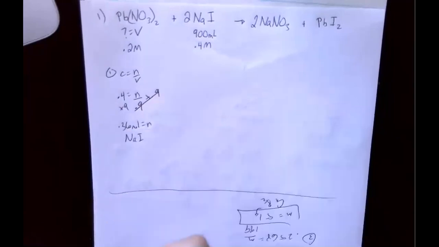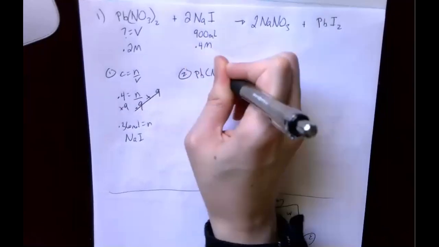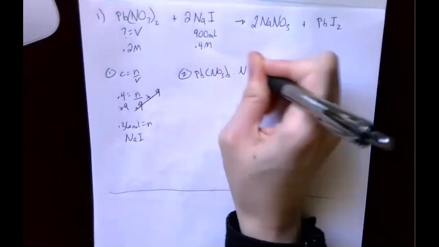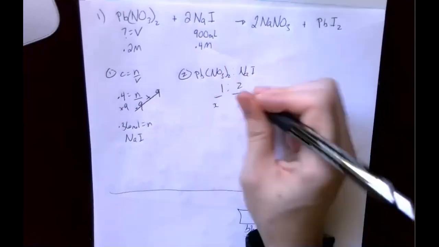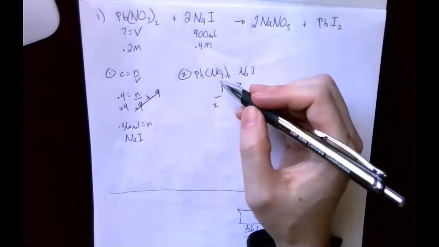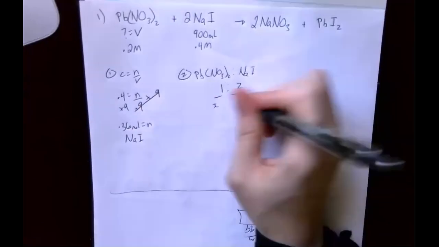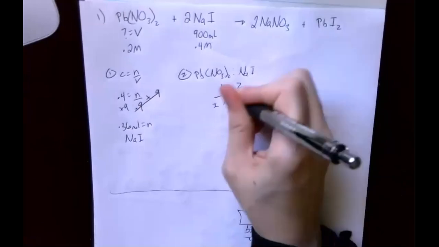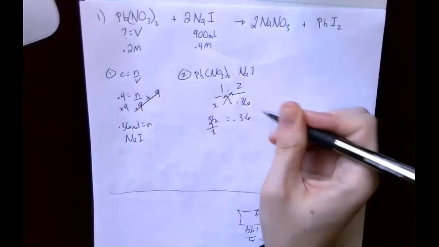Step 2 is a mole ratio between my lead nitrate and my sodium iodide, which is a 1:2 ratio. I'm trying to find my moles of lead nitrate, and I have 0.36 moles of sodium iodide, so I will just cross multiply and divide.